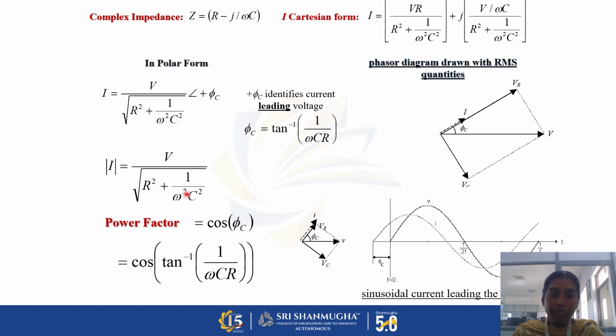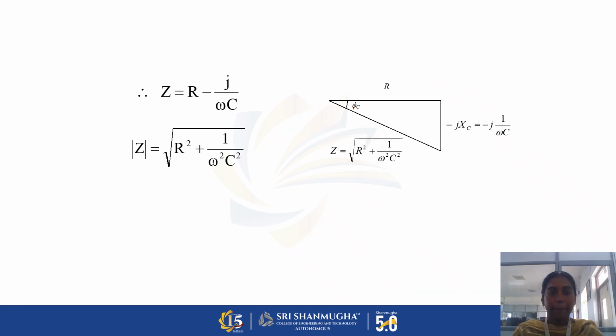In polar form, the magnitude of the current is calculated by V divided by square root of R square plus 1 divided by omega square C square, and the phi value. Positive phi indicates the current is leading the voltage. The phi value is equal to tan inverse of 1 divided by omega CR. Power factor is equal to cos phi, and this is the phasor relationship of the voltage and current.